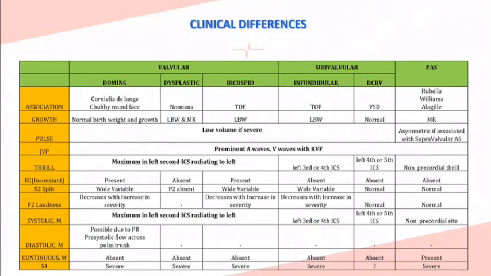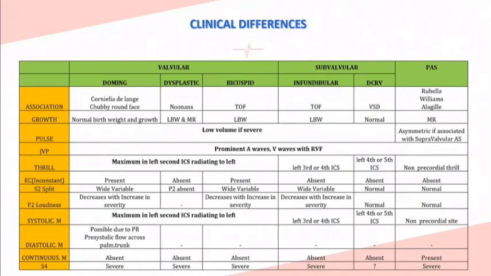And JVP, as already described, can show prominent A waves with V waves once right heart fails and tricuspid regurgitation ensues. So this is common with all the types of right ventricular outflow tract obstructions. And thrill and an ejection systolic murmur always go hand in hand in consideration with its site, and it is best heard and best felt at the level of obstruction.